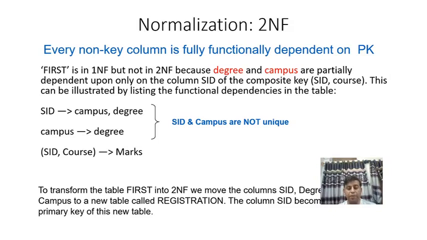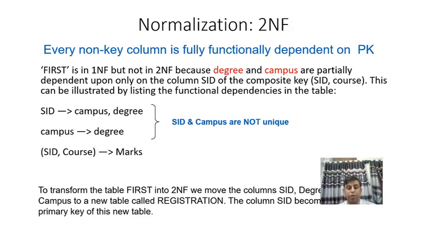Then in the second row, campus determines degree. Campus is a non-key attribute and degree is also a non-key attribute. Campus determines degree, or in other words, degree is dependent on campus, and these two are non-key attributes. This kind of dependency is also problematic.